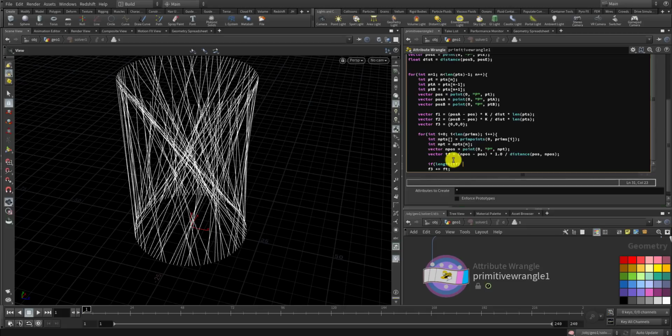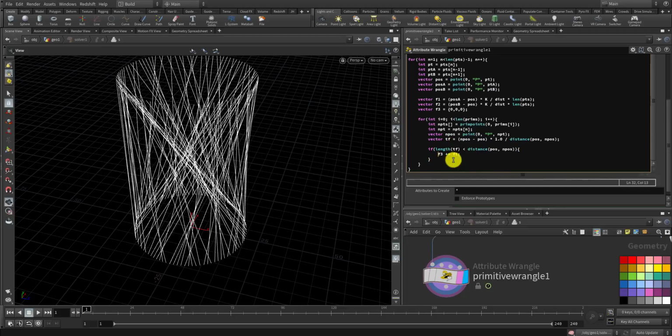If the length of TF, which is the magnitude of the force, is smaller than distance of position and npos, then add the force, which means if the force is bigger than the distance of the original position of the point, original source line's point position and the target line's point position, it will just go to the other side of the line. I mean the spring will, which this means that spring force is too big, and that might not be okay.